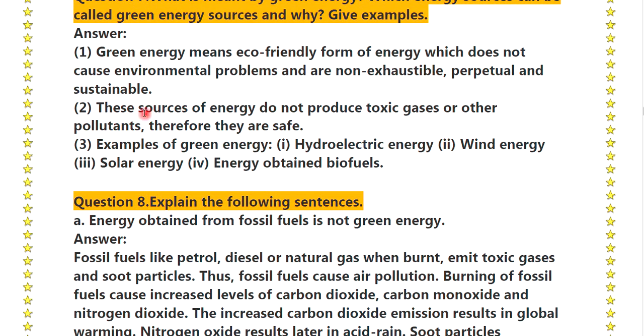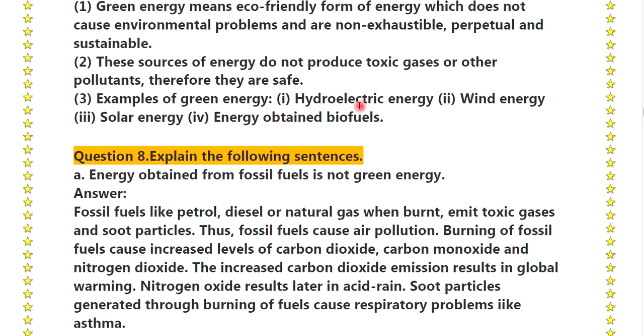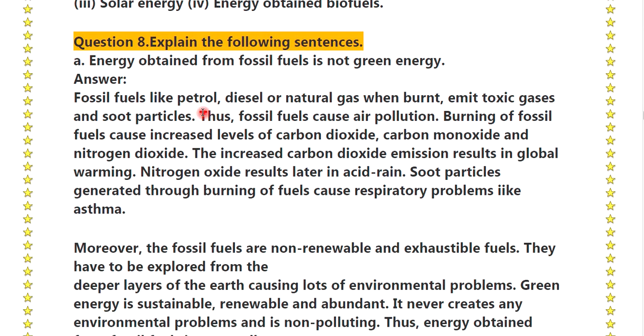perpetuable and sustainable. These sources of energy do not produce toxic gases or other pollutants, therefore they are safe. Examples of green energy are hydraulic energy, wind energy, solar energy and energy obtained from biofuels. Question number 8. Explain the following sentences. Energy obtained from fossil fuels is not a green energy.